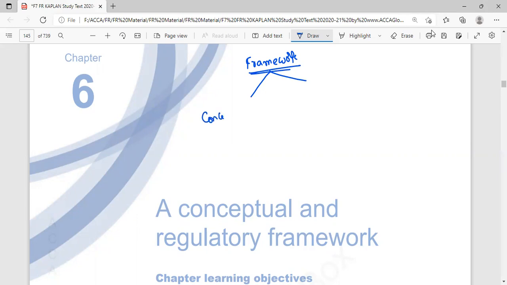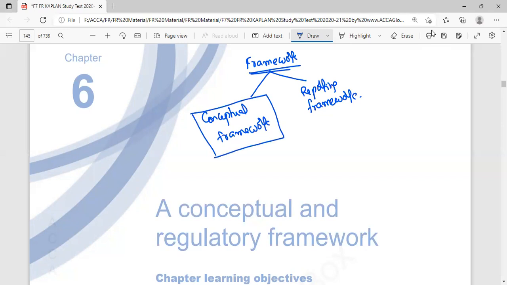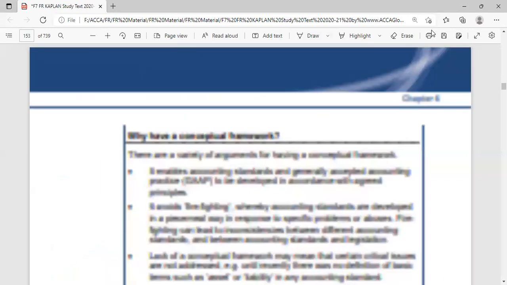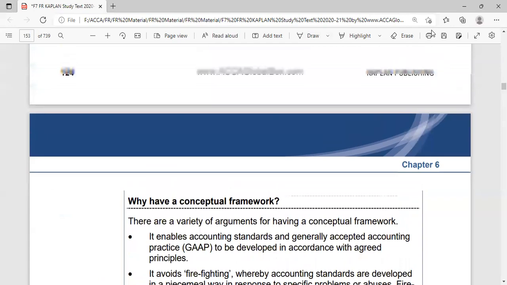One is the conceptual framework and the second one is the reporting framework. Conceptual framework, and the second one is what? Reporting framework. So here, first we will discuss what is meant by the conceptual framework, then we will discuss the reporting framework. Okay, so first coming to the conceptual framework.